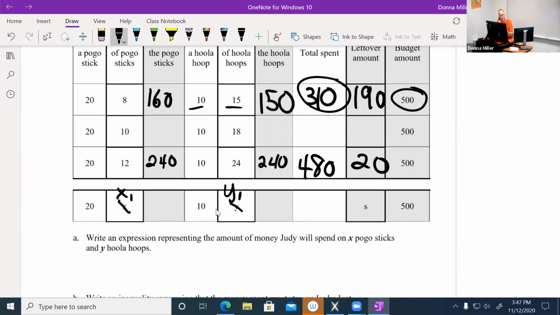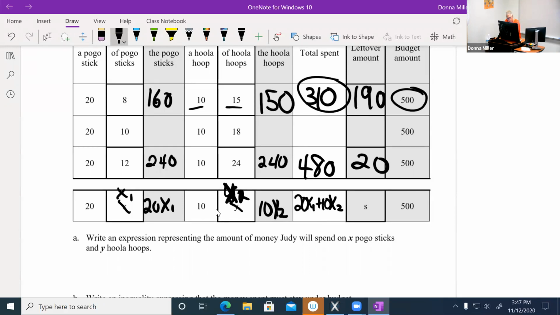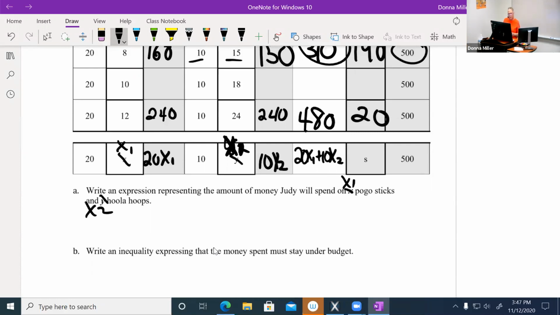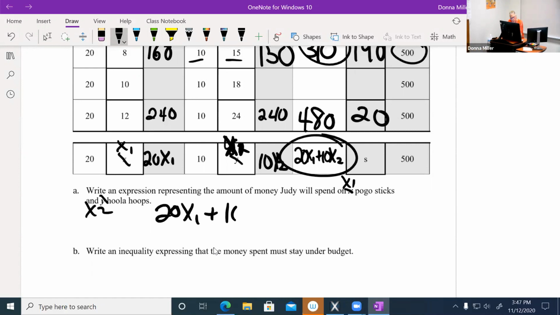So with variables, the cost of pogo sticks would be 20 times the number I buy, which I'm calling X1. I'm going to call this X2, I'm sorry. All right, the cost of a hula hoop would be 10 times X2. So the total I spent would be 20X1 plus 10X2. That would be the total money. All right, write an expression representing the amount of money Judy will spend on X1 pogo sticks and X2 hula hoops. That's this right here. So it's 20X1 plus 10X2.